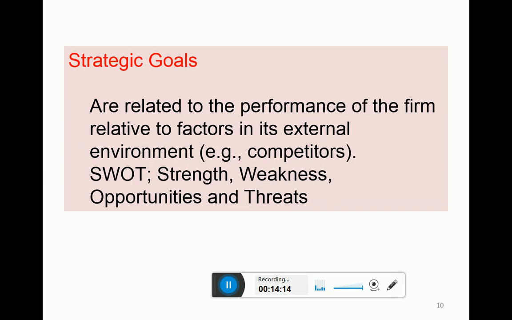Then there are strategic goals. The word strategic comes from strategy, and strategy means long-term goals. These are goals defined for the overall organization over a long time period. Strategic goals are related to the performance of the firm relative to factors in its external environment, for example competitors. When an organization does long-term strategic planning and sets long-term goals, it does environmental analysis, which we call SWOT analysis.